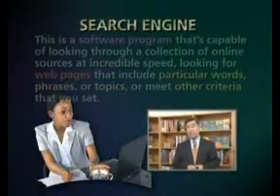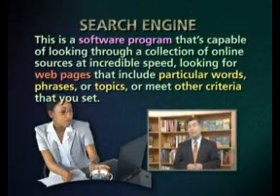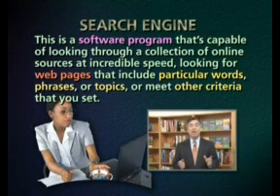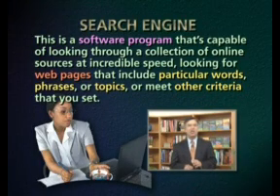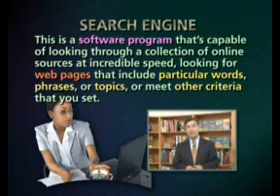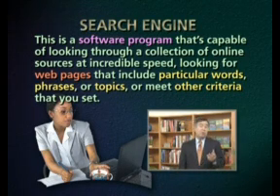Now, the basic tool for researching any topic on the internet is something called a search engine. This is a software program that's capable of looking through a collection of online sources at incredible speed, looking for web pages that include particular words, phrases, or topics, or meet other criteria that you set. Think of a search engine as a computerized robot that can flip through billions of websites within seconds, looking for something that you're interested in.